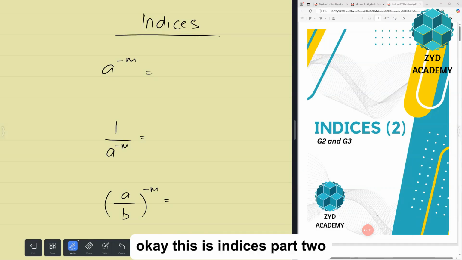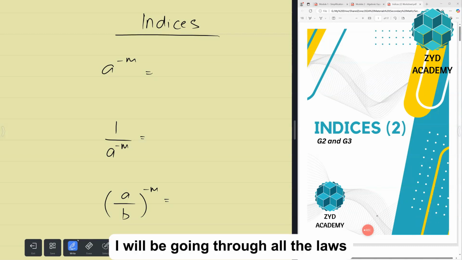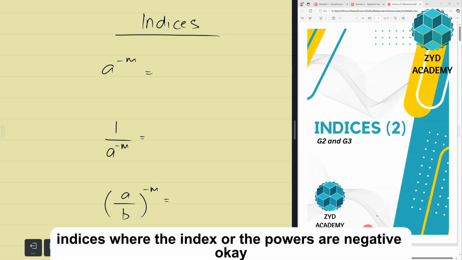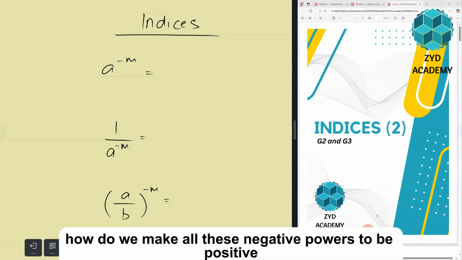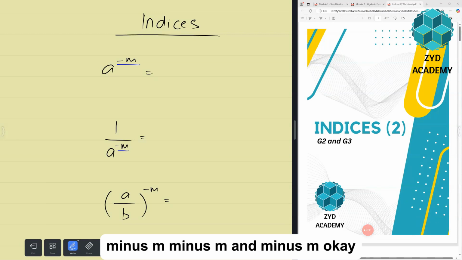Okay, this is indices part 2. I will be going through all the laws involving indices where the index or the powers are negative. But first, let's look at the 3 laws. How do we make all these negative powers to be positive? Minus m, and minus m.